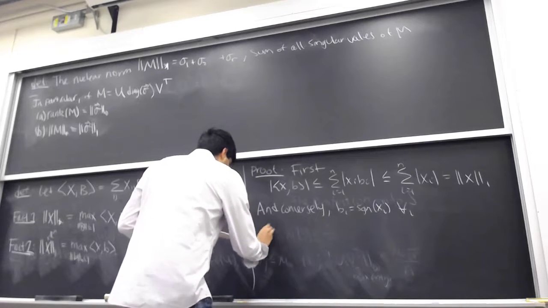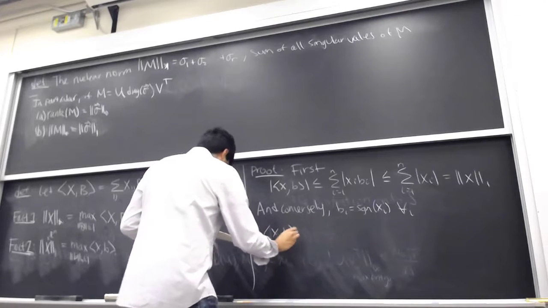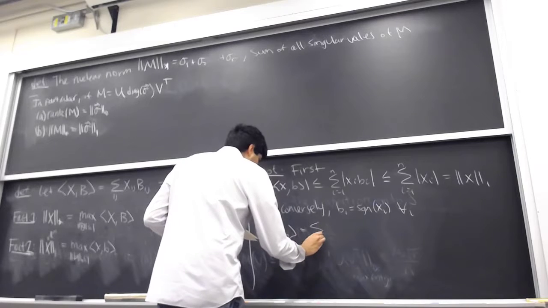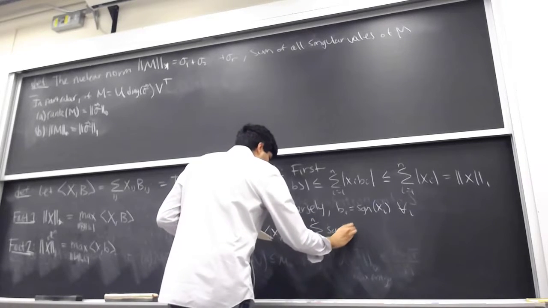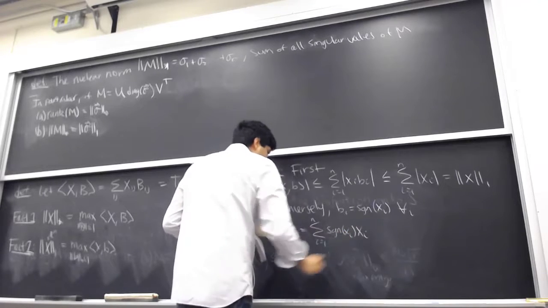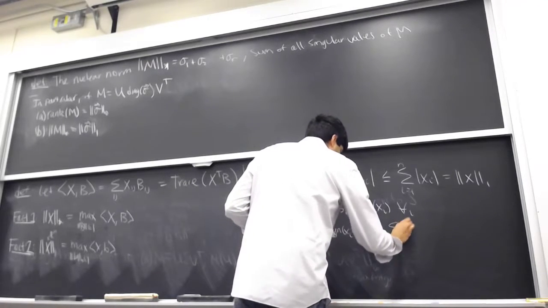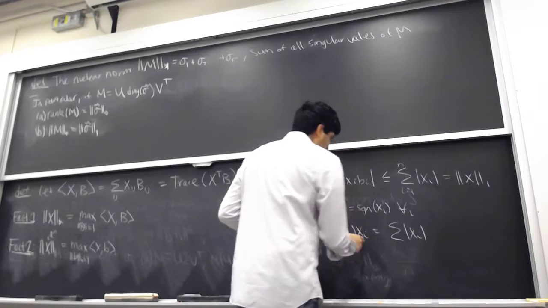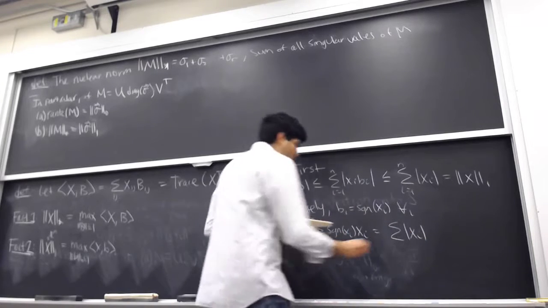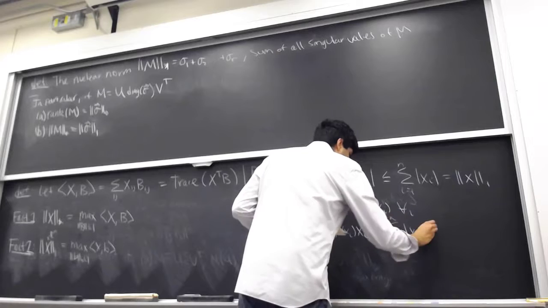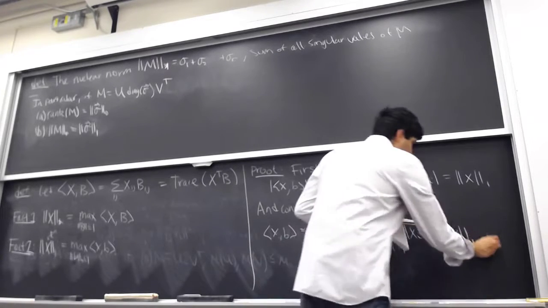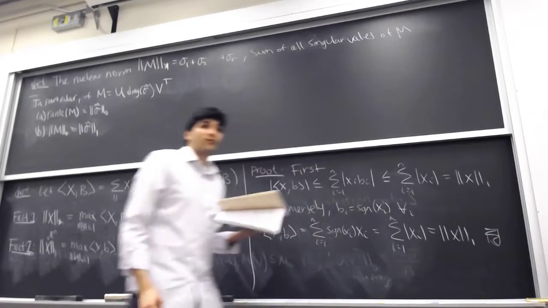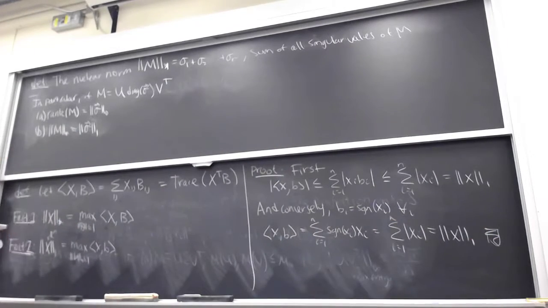And then we have that the inner product between x and b is exactly the sum, i equals 1 to n, of sign of x of i times x of i. And all that is, we're correcting the sign so that they're all positive. And we get the L1 norm of x. So that's a proof for fact 2, right? That the L1 norm and the L infinity norm are dual.